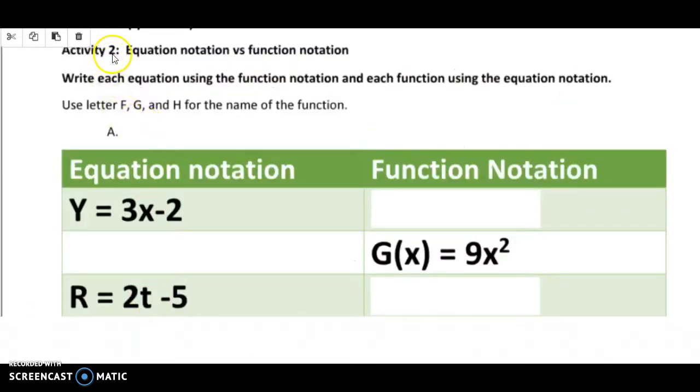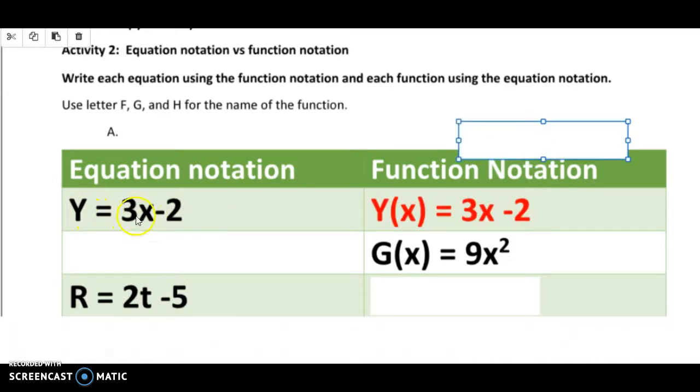So in activity 2, we're going to write the equation using the function notation and the function using the equation notation. We can use any name for the function. So for example, the most commonly used name is f, sometimes g and h, but it doesn't matter. So again, your input is the x and the output is y. So if we were to write this equation using the function notation, we would say y is a function of x. So x is the input, y is a function of x. So y of x is equal to 3x minus 2.